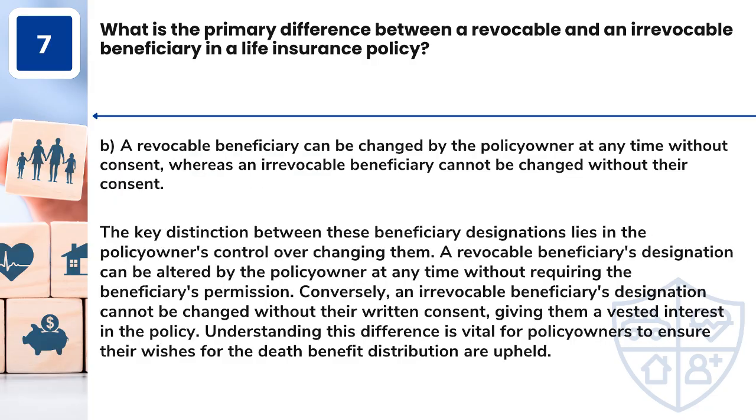Answer: B. A revocable beneficiary can be changed by the policy owner at any time without consent, whereas an irrevocable beneficiary cannot be changed without their consent. The key distinction between these beneficiary designations lies in the policy owner's control over changing them. A revocable beneficiary's designation can be altered by the policy owner at any time without requiring the beneficiary's permission. Conversely, an irrevocable beneficiary's designation cannot be changed without their written consent, giving them a vested interest in the policy. Understanding this difference is vital for policy owners to ensure their wishes for the death benefit distribution are upheld.